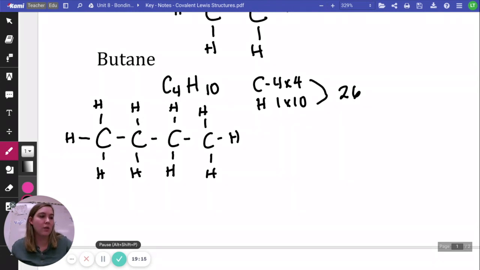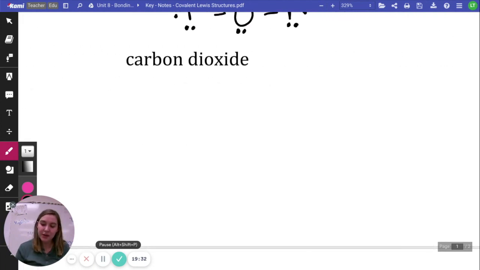Okay, so the answer to this one is right here. So we have 4 carbons chained together with hydrogen surrounding each of them to give them enough bonds. All right. Okay, guys. Let's work the next one.